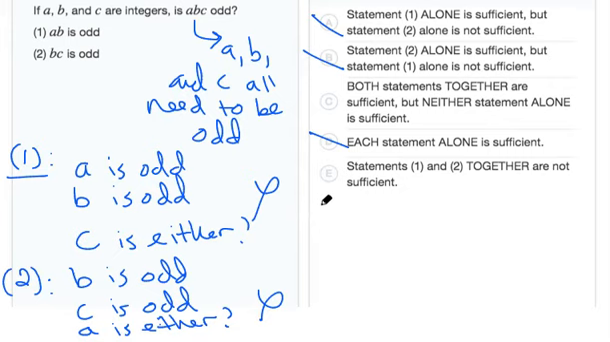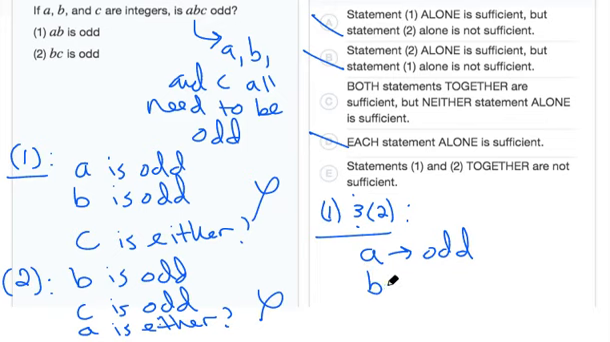So off to the side over here, if we have statement 1 and statement 2, we're considering them together. Now, from statement 1, we know that A is odd. From statement 1, we also know B is odd. From statement 2, we have B is odd, so that matches up, which is good. We also have that C is odd.